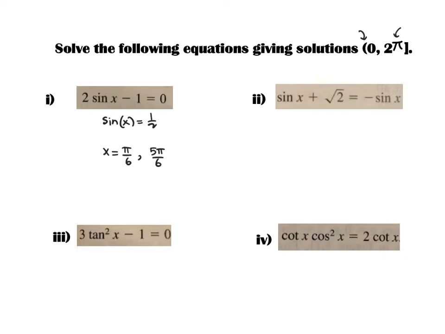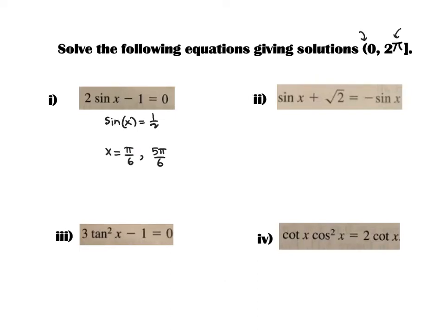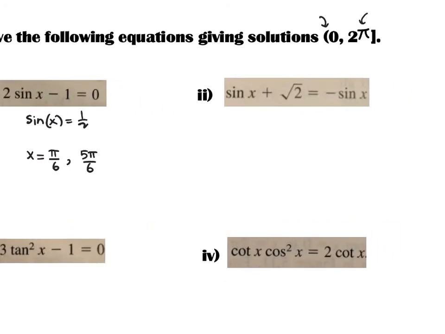Let's look at number 2. Number 2, I see that sine x plus square root of 2 equals negative sine x. I'm going to do a quick manipulation and add sine x to both sides. And what I will get is 2 sine x plus square root of 2 is equal to 0.